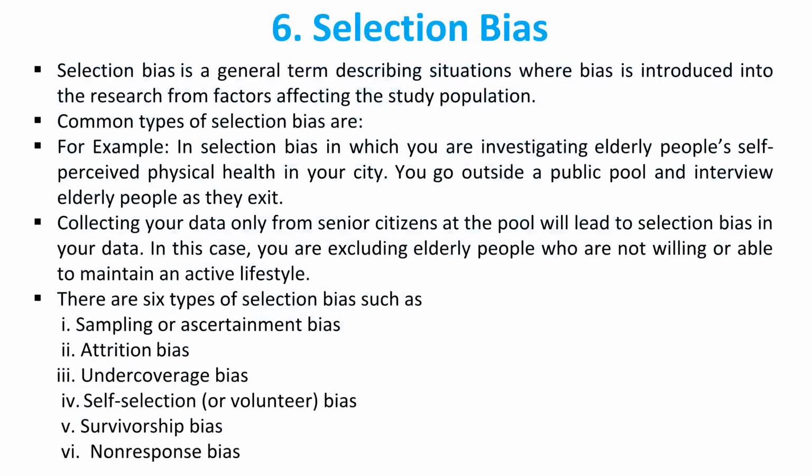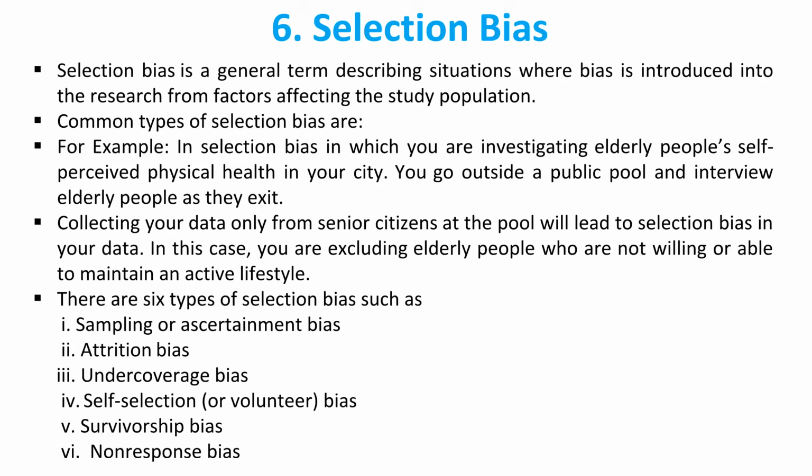Number 6 type of bias is selection bias. Selection bias is a general term describing situations where bias is introduced into the research from factors affecting the study population. Common types of selection bias are, for example, in selection bias in which you are investigating elderly people's self-perceived physical health in your city.